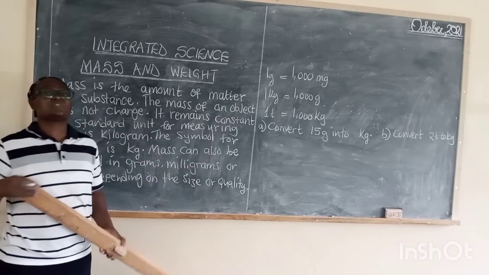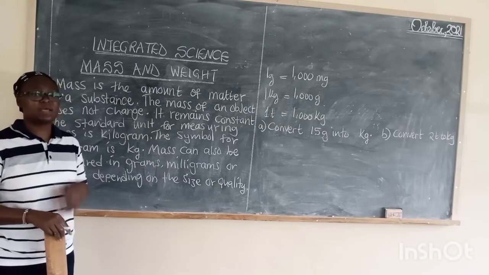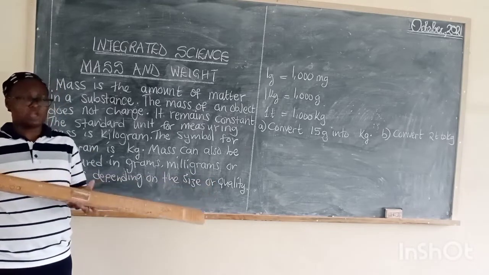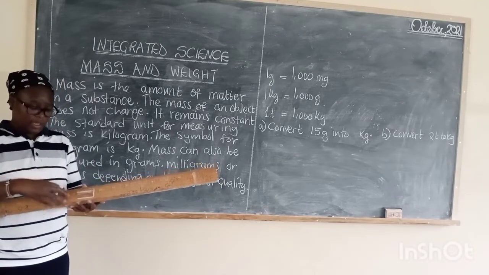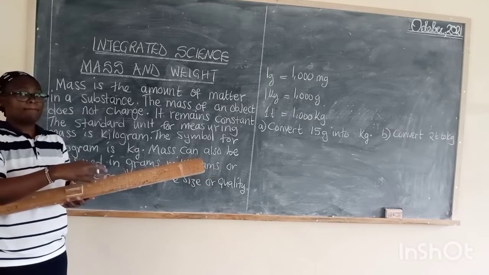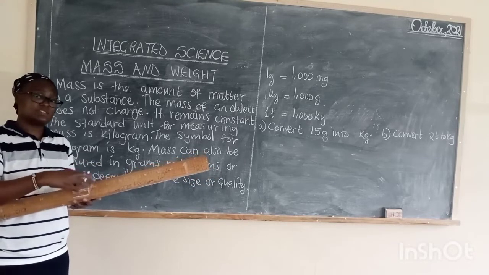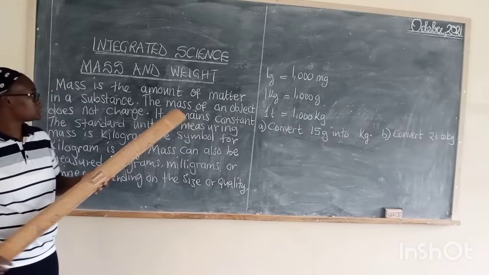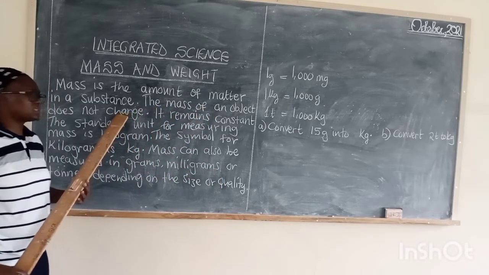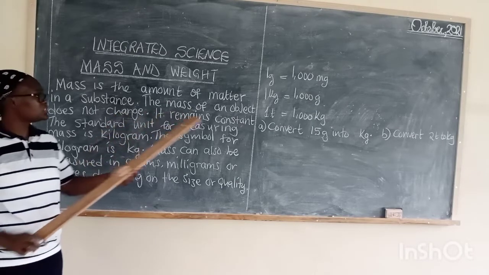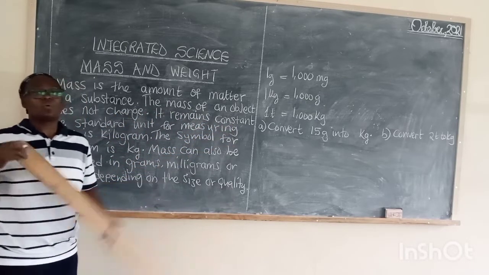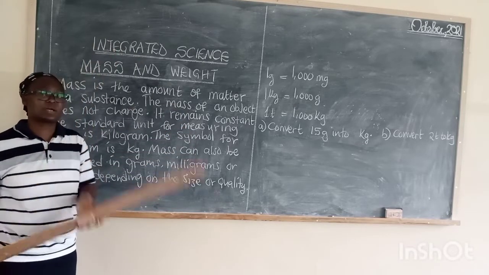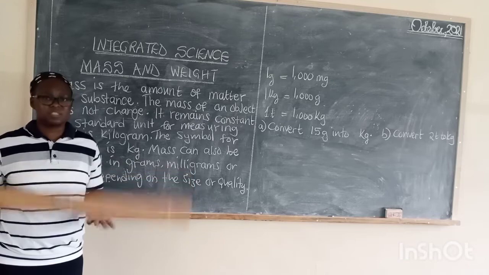I think in the previous video we talked about matter and we said that matter is anything that occupies space and has weight. So we are saying that the amount of matter in a substance, such as maybe a ruler, is what we are referring to as mass. So the mass of an object does not change. It is constant. What does that mean? If you carry this ruler from this classroom to another classroom, the mass will remain the same.